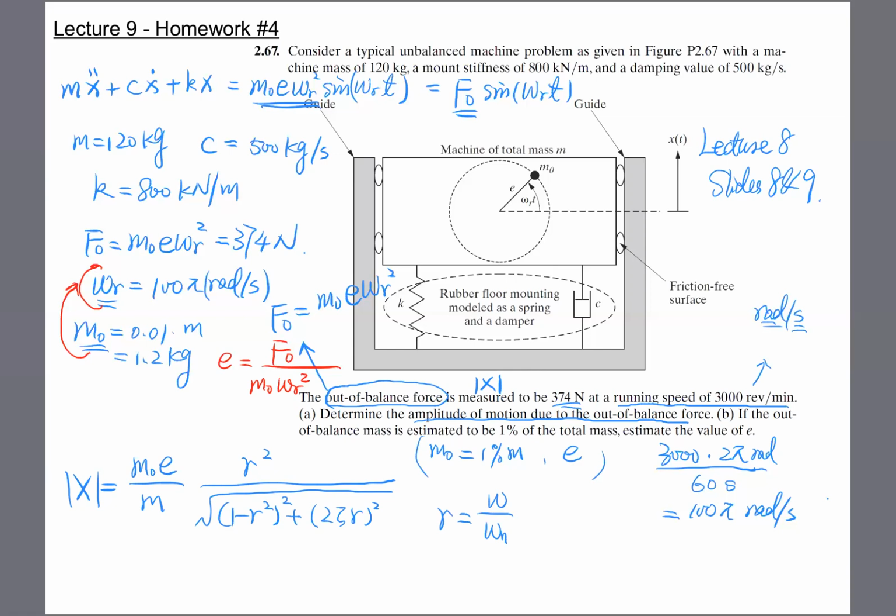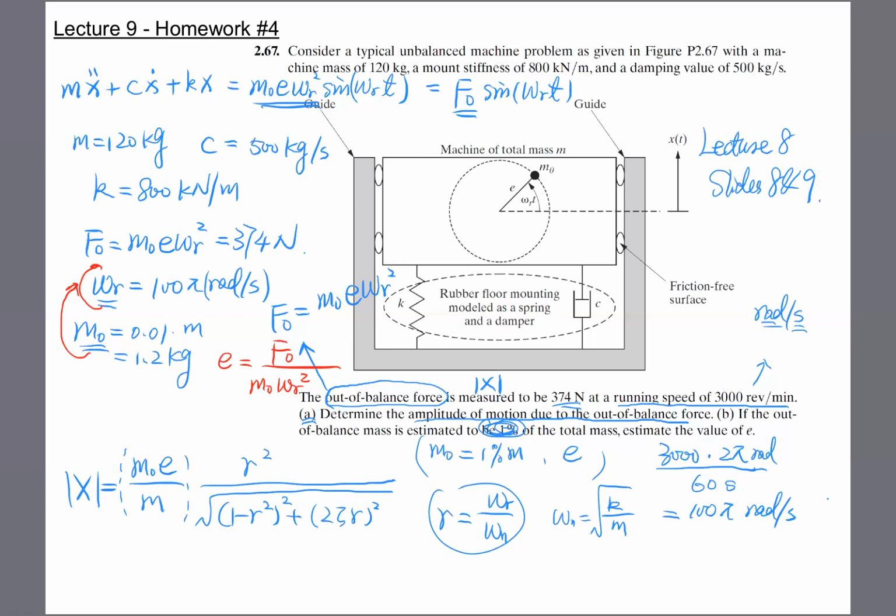In this case, your omega is actually the rotation frequency omega r. We know that is 100 pi. Your omega n is simply the square root of k over m. So we can easily find this r value. But how about these coefficients here? We don't have this information at the beginning, because for part A, we don't have these assumptions. So we cannot say your m naught is 1.2 kilograms, but we can do a magic.